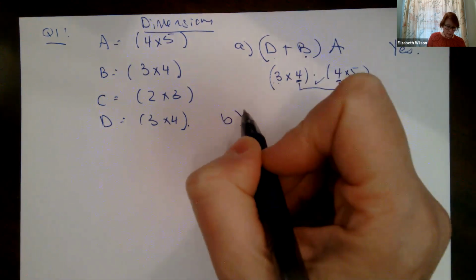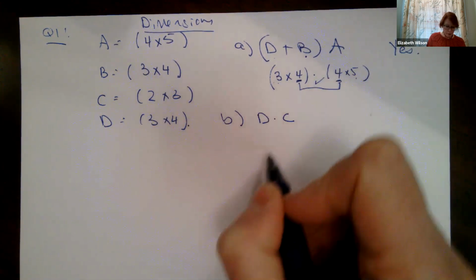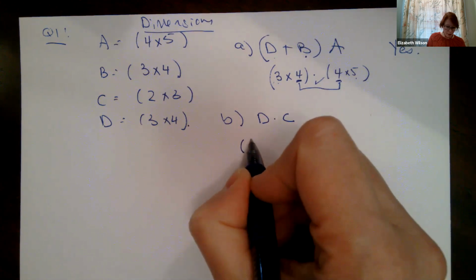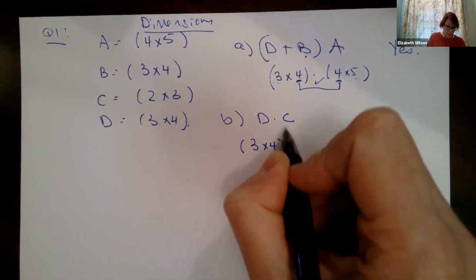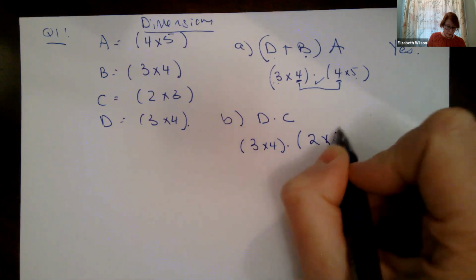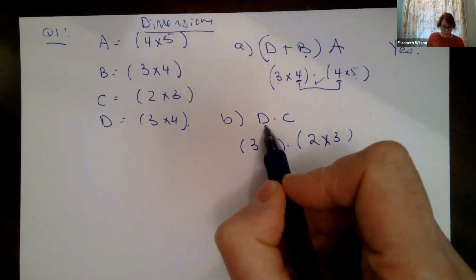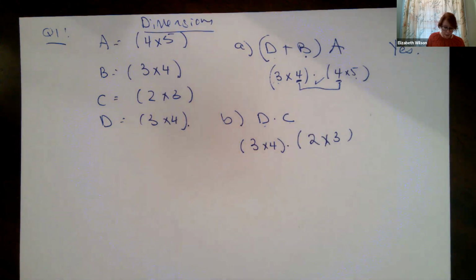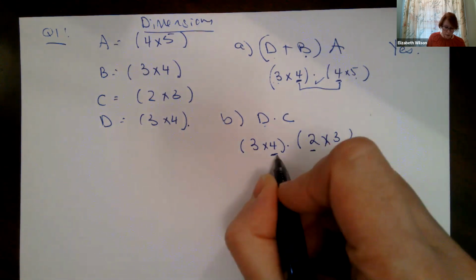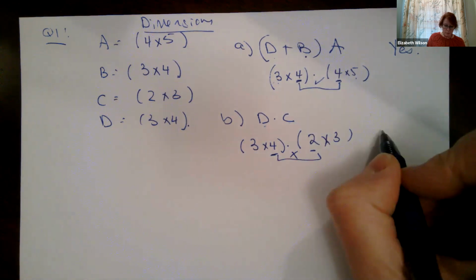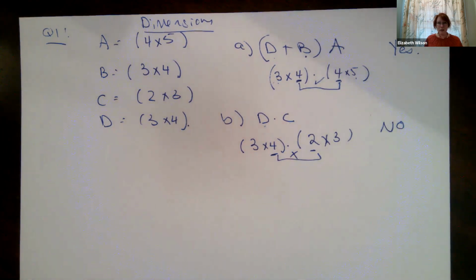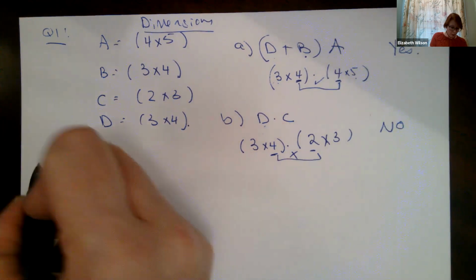Part B says, can I do D times C? So let's write out what we have. D is a 3x4 and C is a 2x3. Watch out, order matters, right? I'm going to put them exactly. D is 3x4, C is 2x3. I check my inner dimensions and, oh, they don't match. So no, I can't do that multiplication.